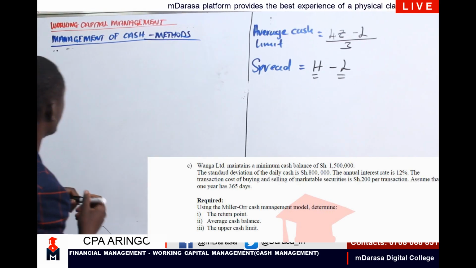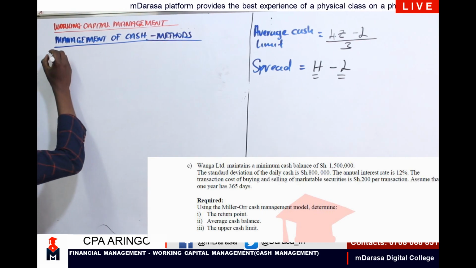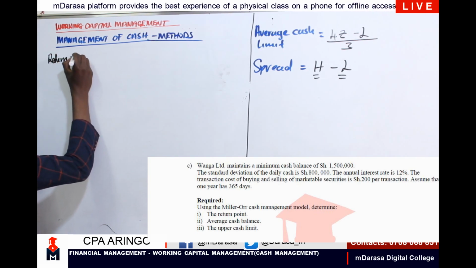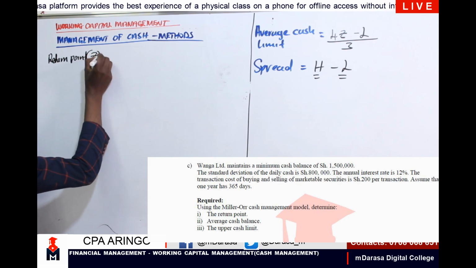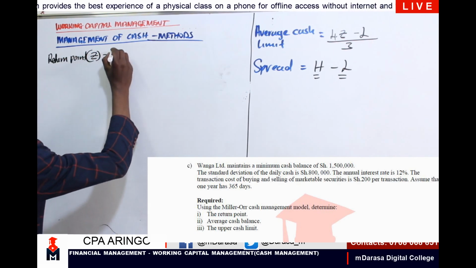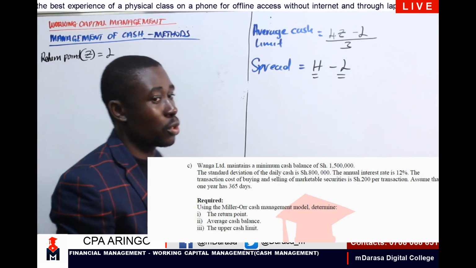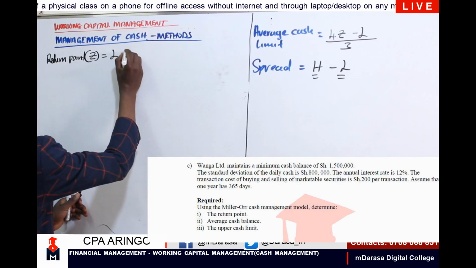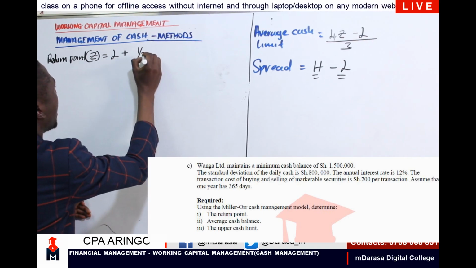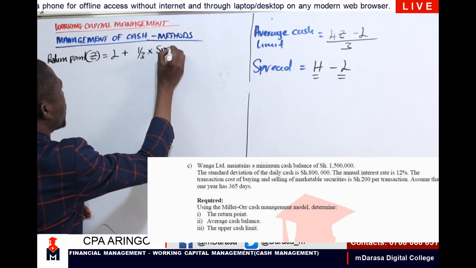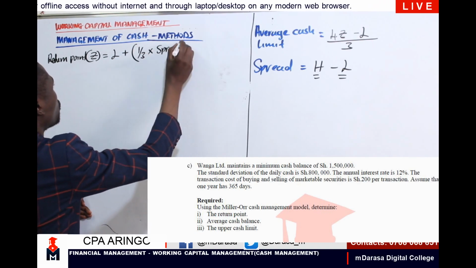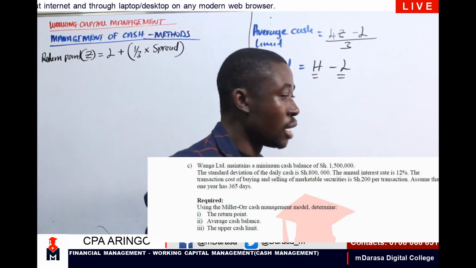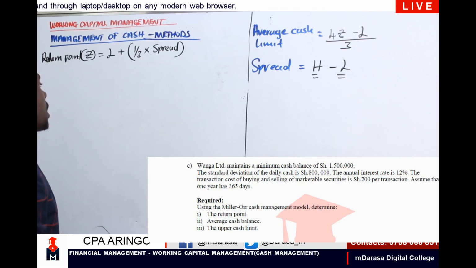So here, the examiner wants us to determine our return point, which in this case we refer to as Z. So my return point Z is the lower cash limit, which many a time will be given, plus a third times my spread. So this is what will give us the return point. The other question I'm going to ask myself is that in this case we don't have our spread.